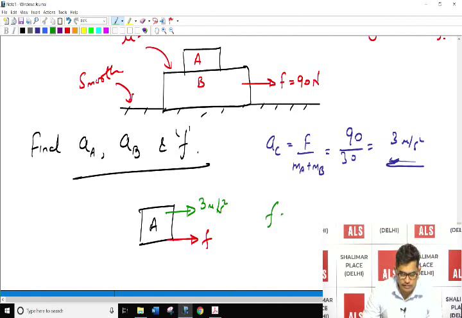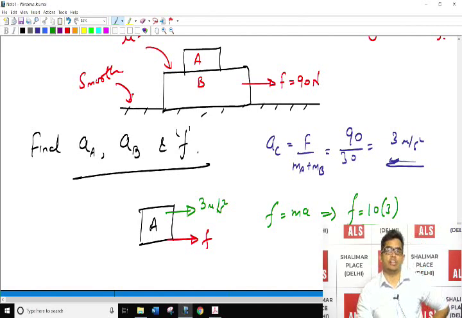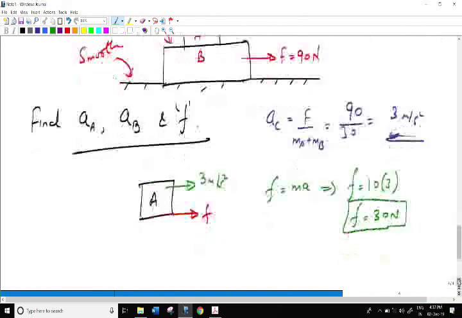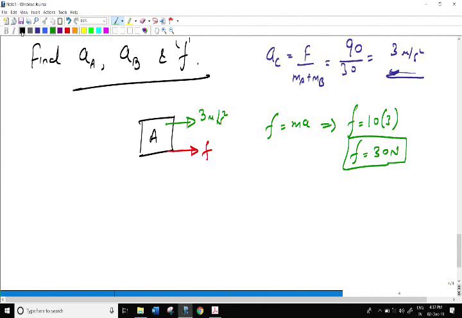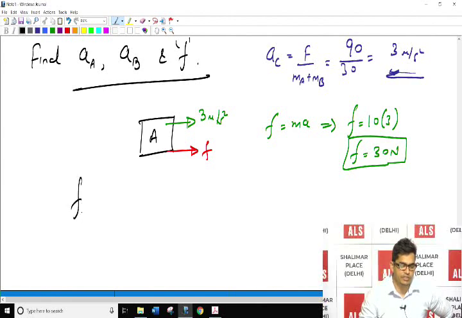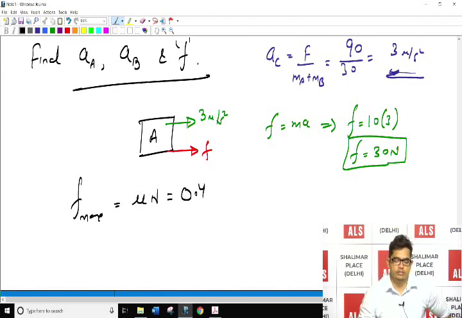So F is equals to MA. From this, F is equals to 10 into 3, F is 30 Newton. So for this, we would need 30 Newton of force. Now let's talk about what is the maximum friction available. What is F max? F max is mu into N. Mu is 0.4, isn't it? That was 0.4.